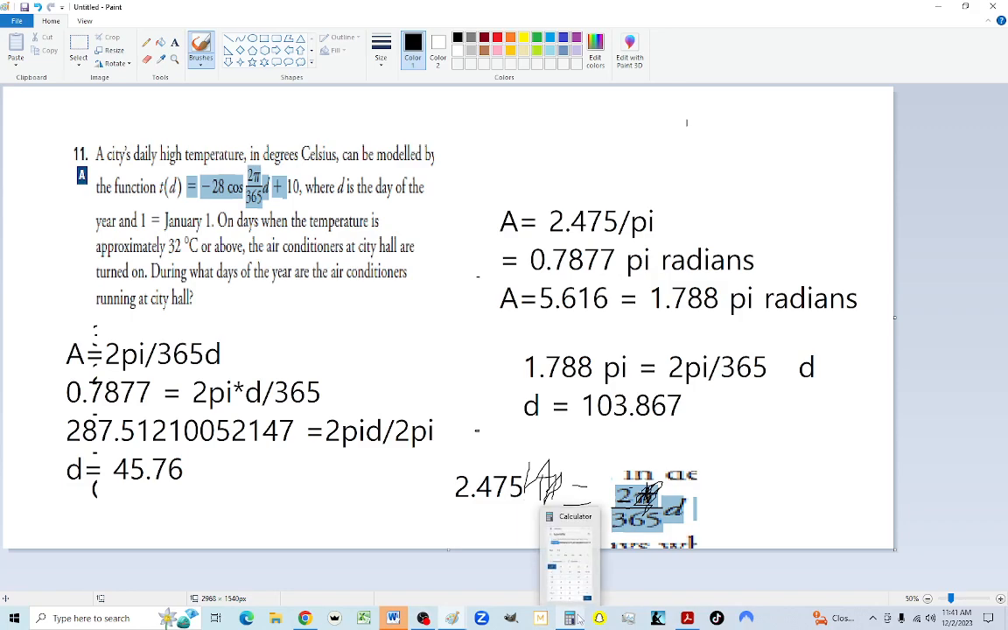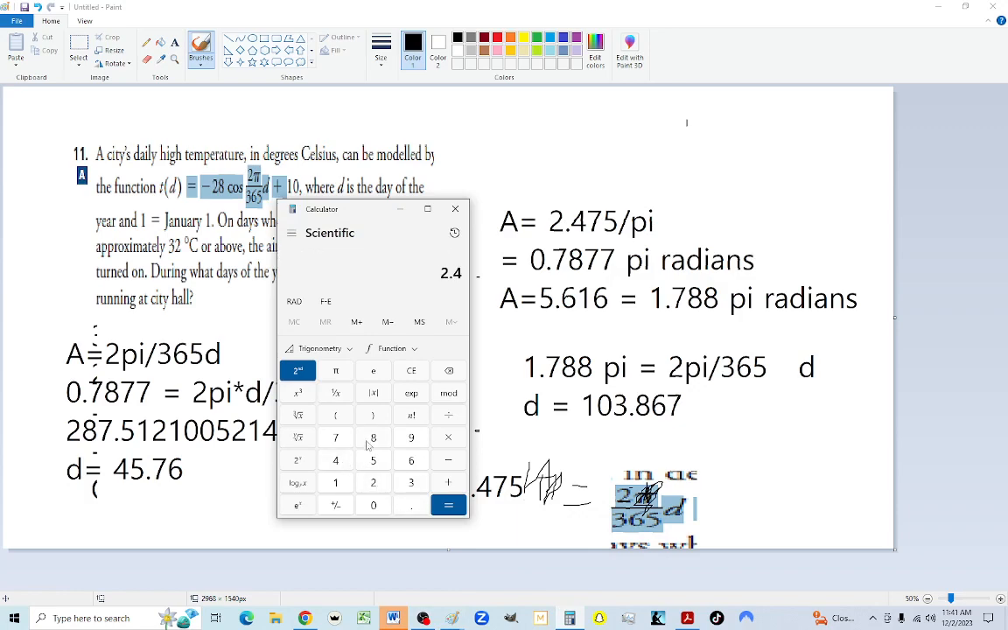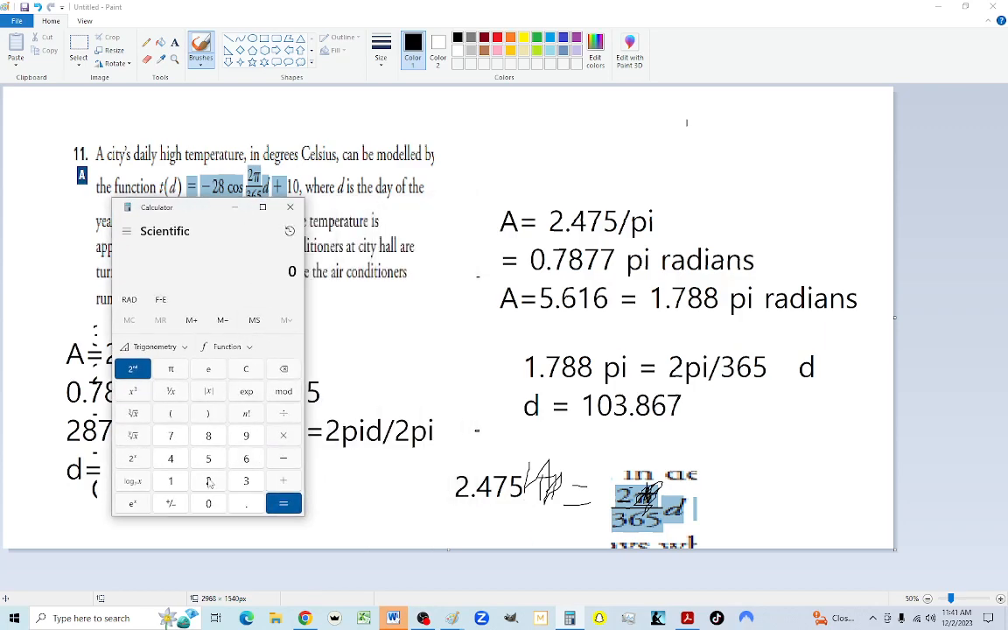Remember 2.475 was this first angle up here. You're going to say, of course it does, because you just multiplied by pi and divided by pi. Now we still have to divide by 2. So that's a little bit off. So can 2.475 be multiplied by 365 and then divided by 2 and give me the same day? No, it cannot. So what happened there?